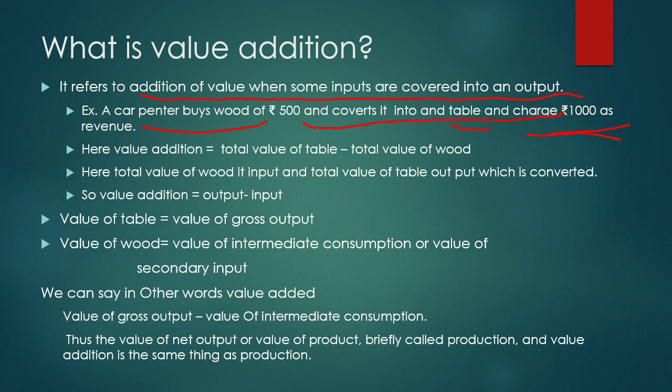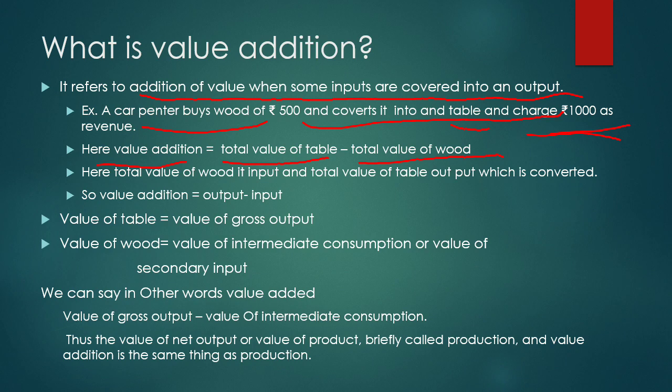So here value addition is what? Total value of table minus total value of wood. Here the table is a final good for the producer, and the wood is a raw material, or input, for the producer. So what is the definition? As said above, when the inputs are converted into outputs, that is called value addition.